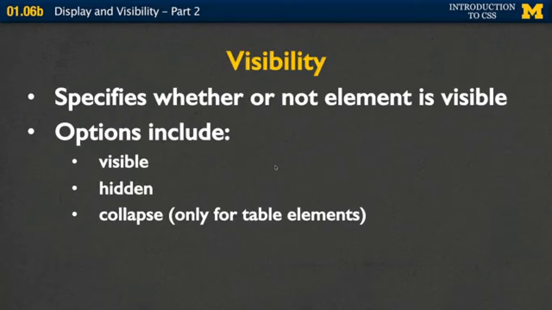If you see this and you're wondering what the difference is between display and visibility, just remember that with display none, the browser acts as if it's not even there. You don't see anything. With visibility hidden, the browser is going to leave the space that that element would take up. It just doesn't show it.